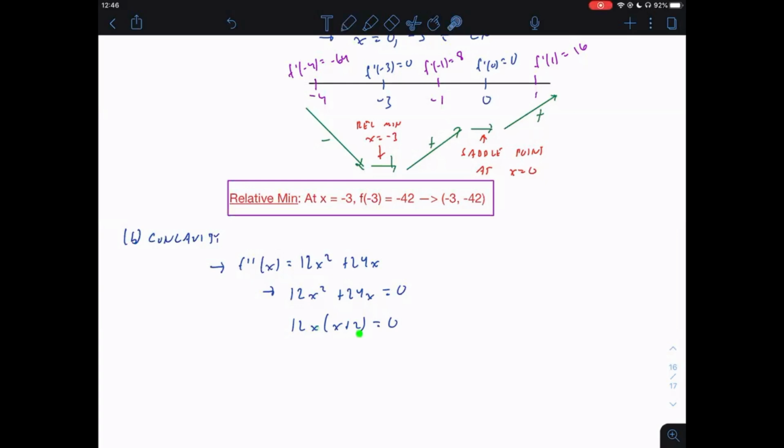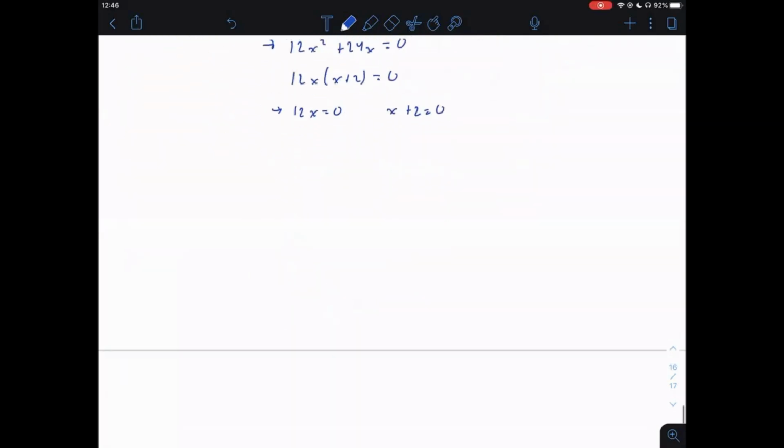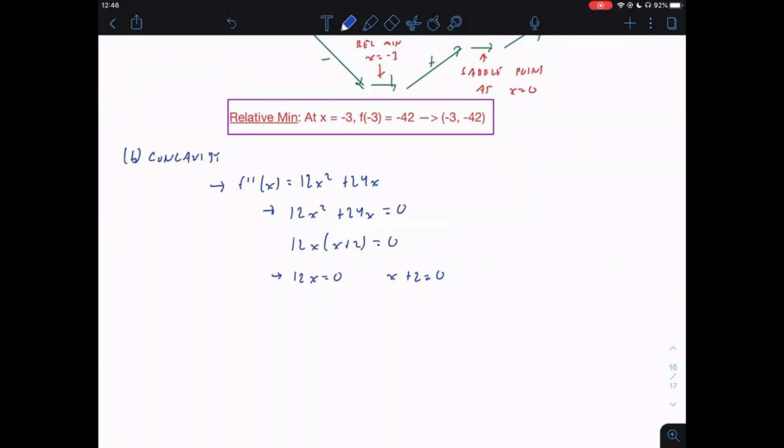Set each factor equal to 0. So we're going to set 12x equal to 0, and also x plus 2 equal to 0 here. Then solving for x, we're going to get 0 and -2. So we have found two possible inflection points, or IP, inflection points.